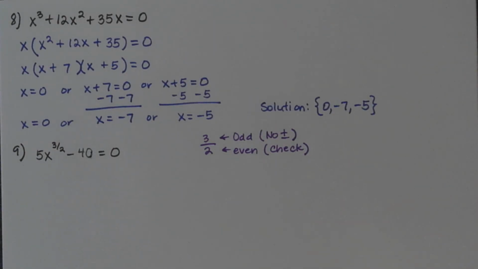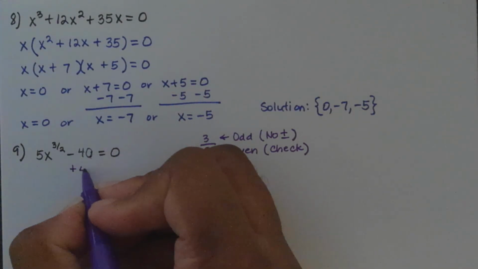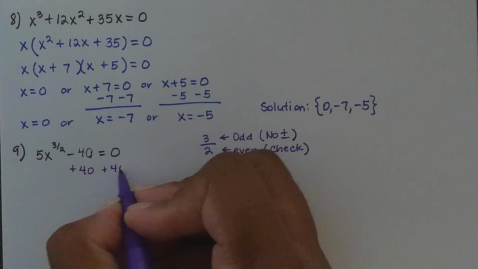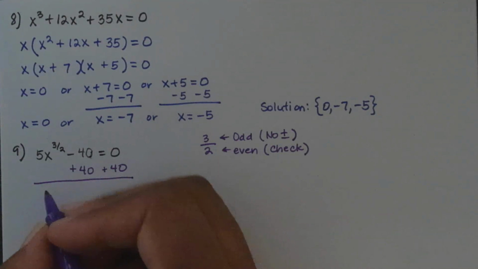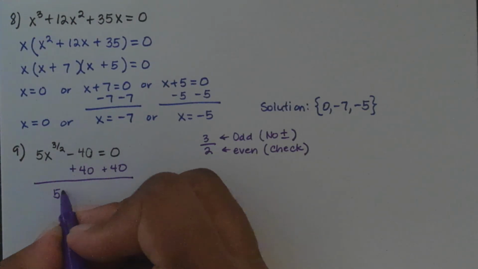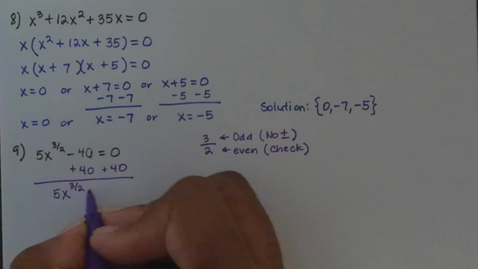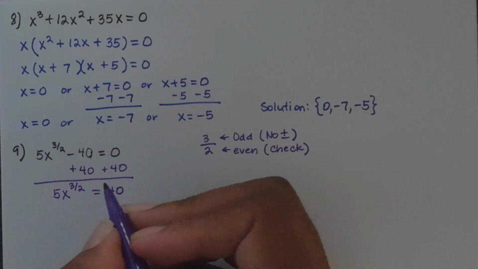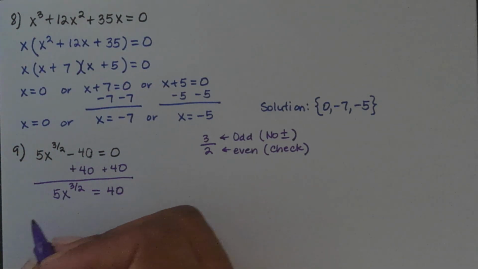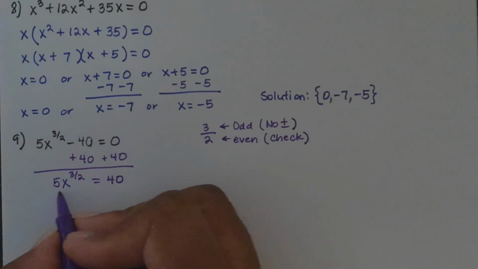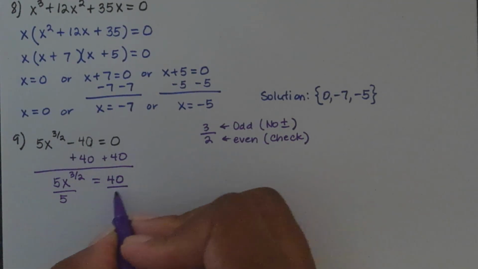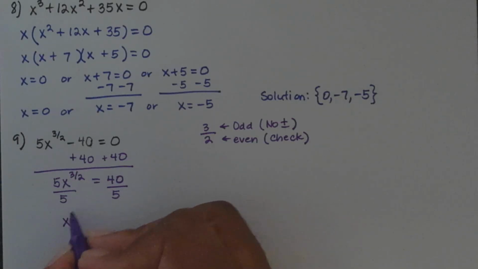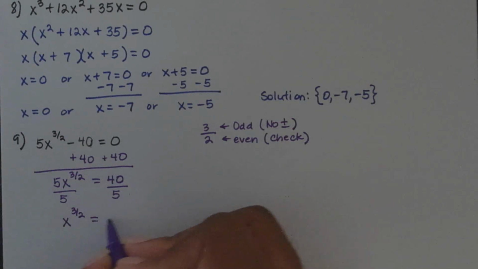All right, so now let's solve this equation. Let's get that 5x to the 3/2 by itself by doing what? Add 40. So that means I have 5x to the 3/2 equals 40. And now to get x to the 3/2 by itself, I need to do what? Divide by 5. So here you got x to the 3/2 equals what? 8.